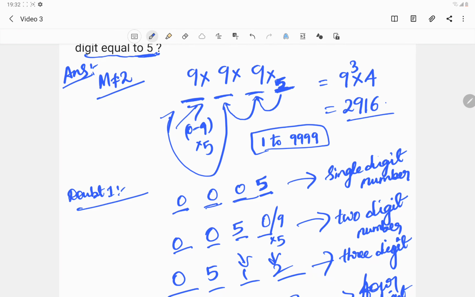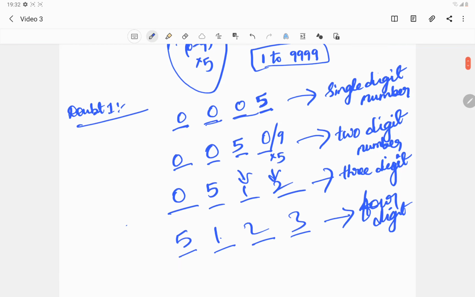I have assumed that 5 is occupying the units place, and in the tens place, in the hundreds place, and in the thousands place, I have put any digit. I can put any digit from 0 to 9 excluding 5, in order to get all possible numbers that contain only one 5, and that 5 being placed in the units place. Similarly, I can move that 5 from the units place to the tens place to the hundreds place to the thousands place. So that's why it has 4 choices, and again you get the answer as 2916.